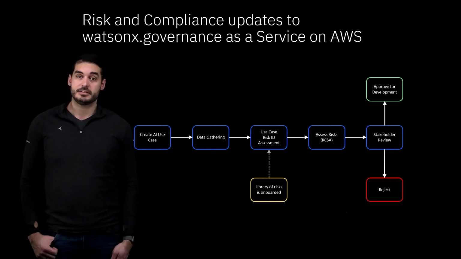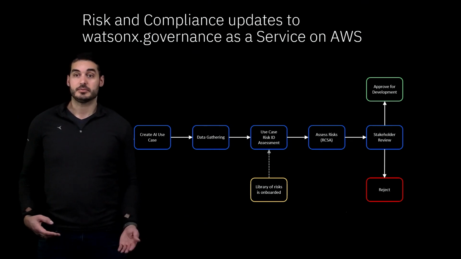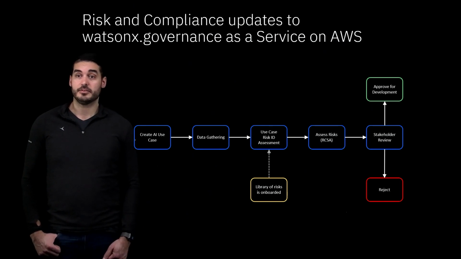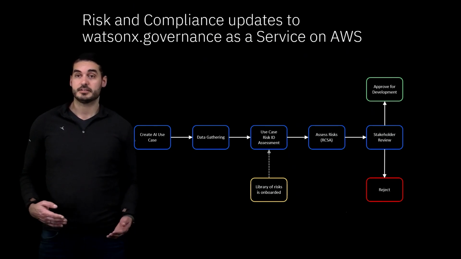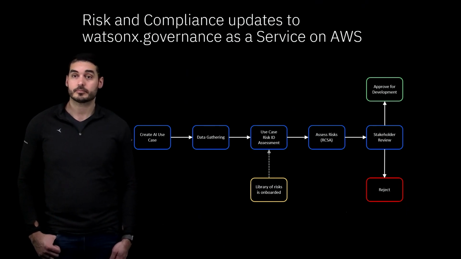After the data gathering stage, the risk identification assessment for the use case kicks off. Now, this assessment, which again was something that IBM Research helped us develop, is more focused on questions about the business problem and the use case itself, and it is not model specific. The library of risks that is applicable here, though, is the same Risk Atlas library that we talked about earlier, and the applicable risks are automatically copied into the use case after the assessment completes.